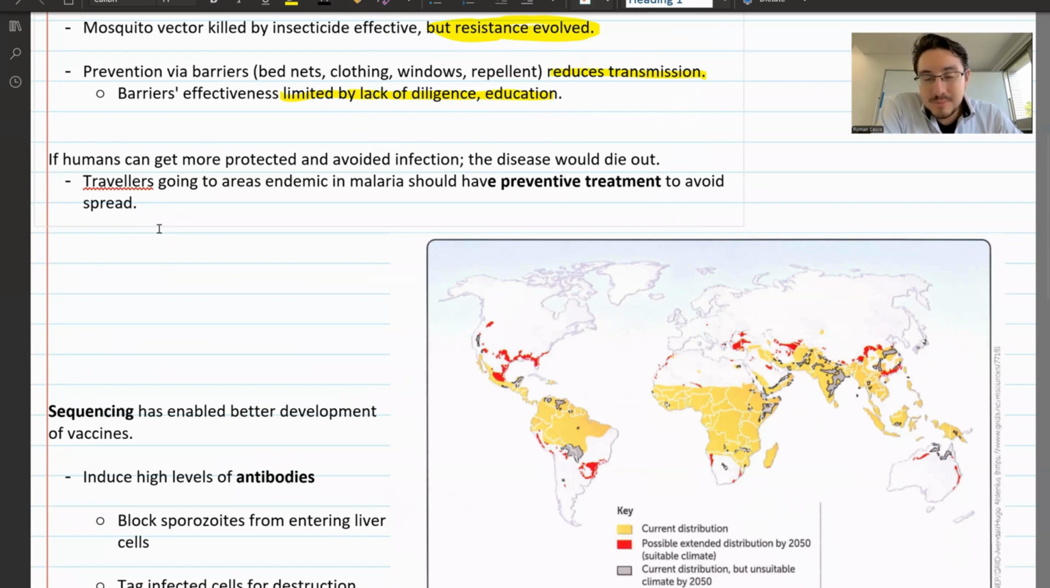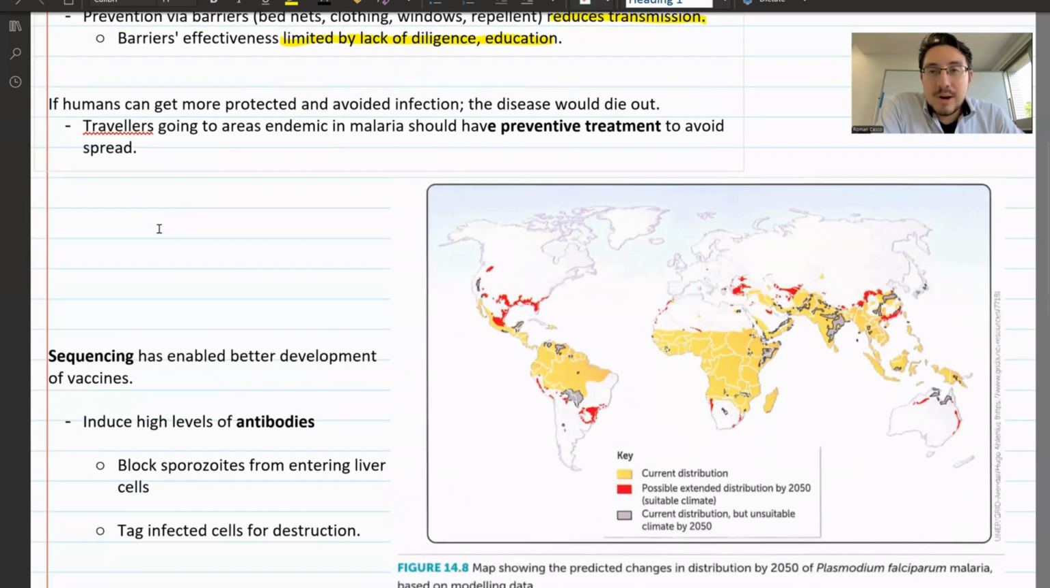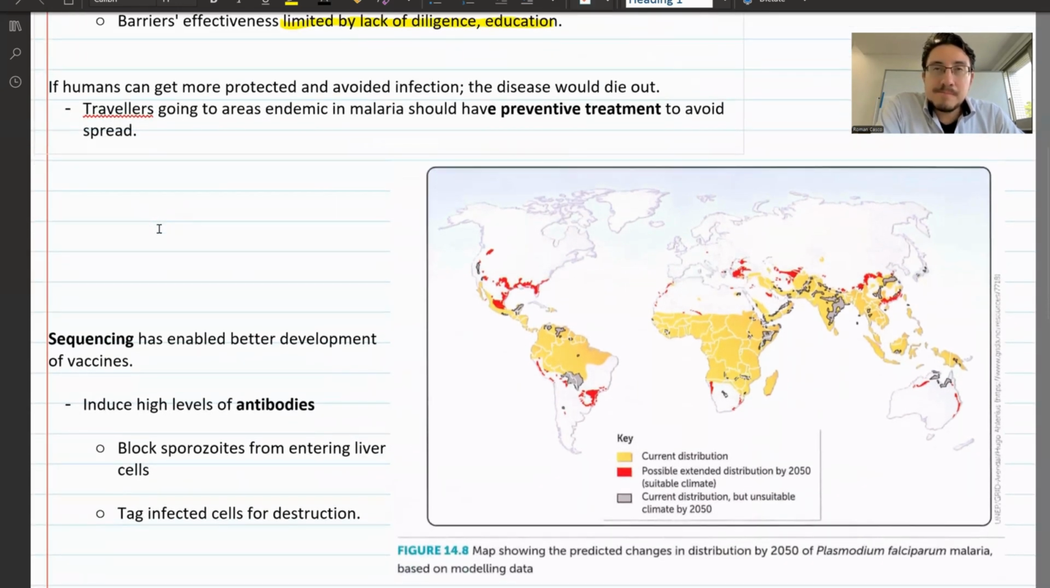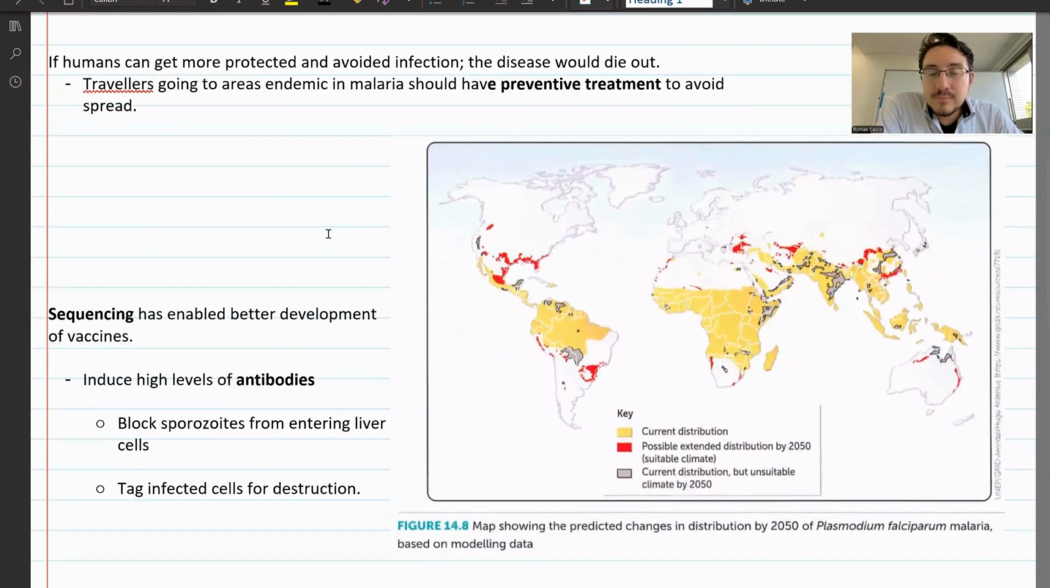How else would it propagate? Right? If you're not using one of the hosts, right? So it is a problem, right? Awareness is a problem. It's important to raise awareness, right? So if humans can get more protected and avoid infection, right, the disease would die out. Travelers going to areas endemic to malaria should have preventive treatment, right, to avoid spread. Okay.